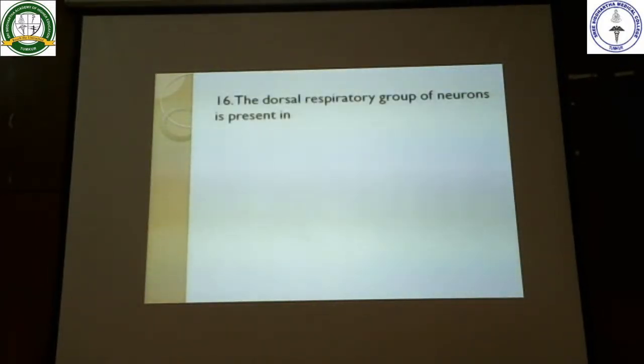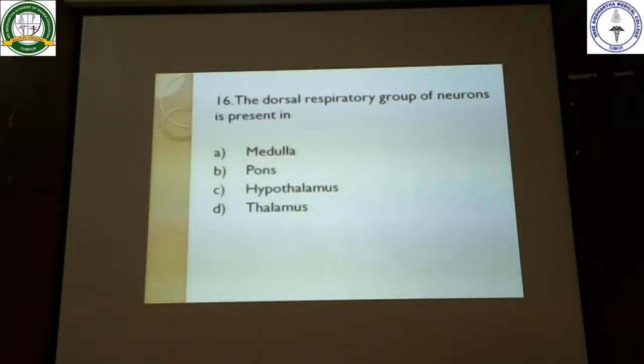The next question is, the dorsal respiratory group of neurons is present in? In the pons, you have the pneumotaxic center and apneustic center. The dorsal respiratory group of neurons is present in the medulla, and it contains mainly the inspiratory neurons.